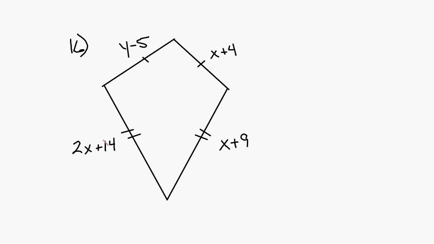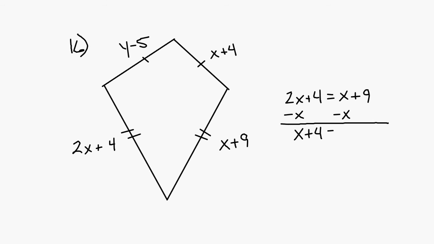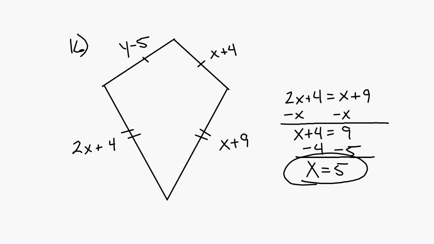All right, so if you solve for x first, your 2x plus 4 is equal to x plus 9. So if you subtract x from each side, x plus 4 equals 9, and subtract 4 from each side, then your x is equal to 5. So if x is equal to 5, you can substitute it up here. And 5 plus 4 is equal to 9.